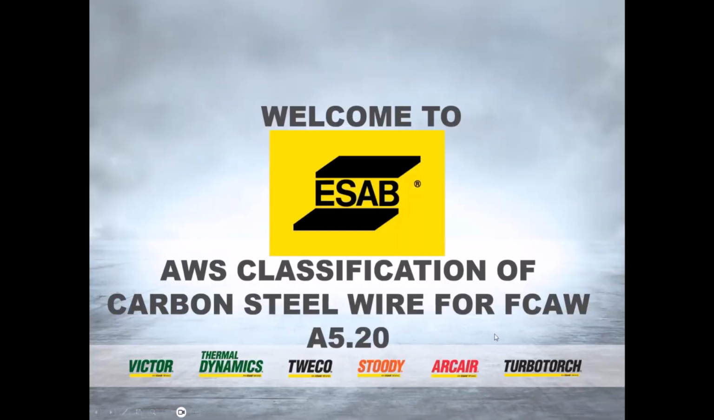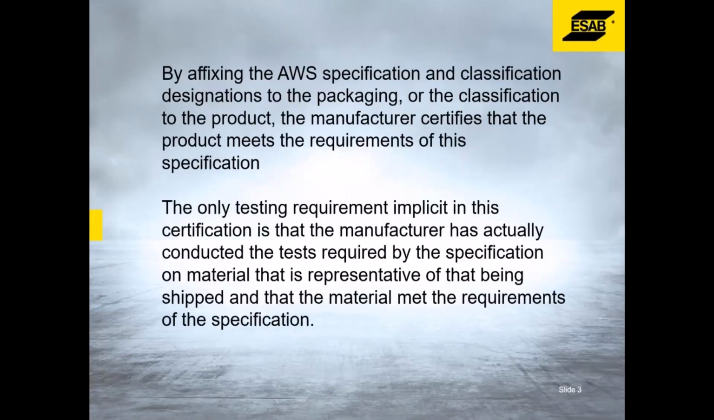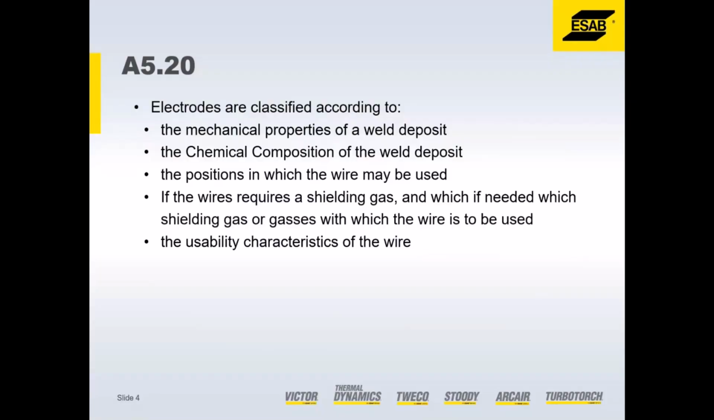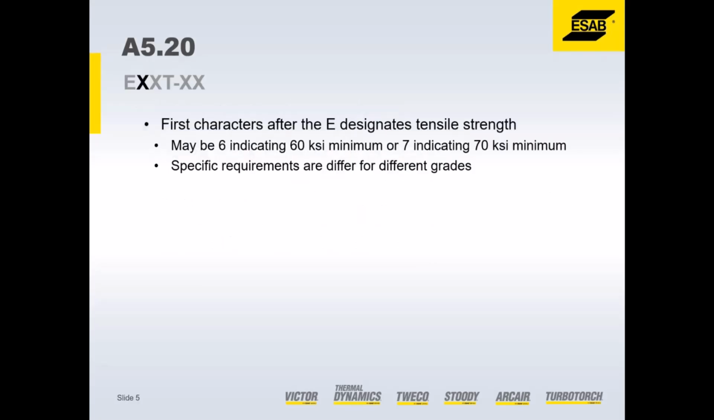So up next, we'll talk about flux core wire. This is going to be a mix of the solid wire and the covered electrodes. We'll break it down in the same manner with mechanical properties, nominal chemical composition, and positions that the wire could be used in for welding. Then we'll also be mentioning shielding gas and the usability characteristics.